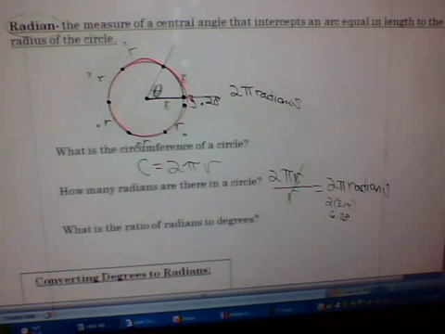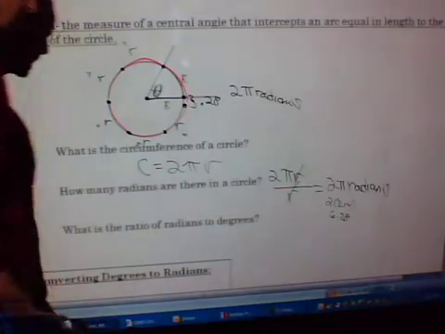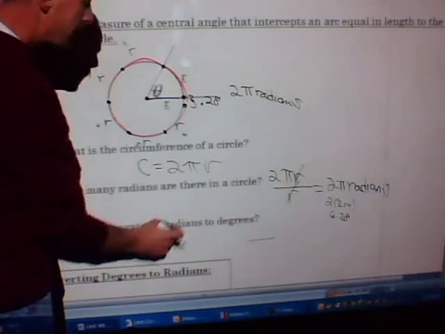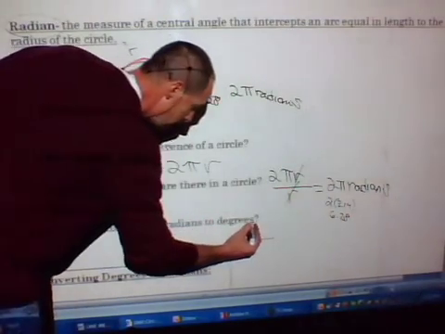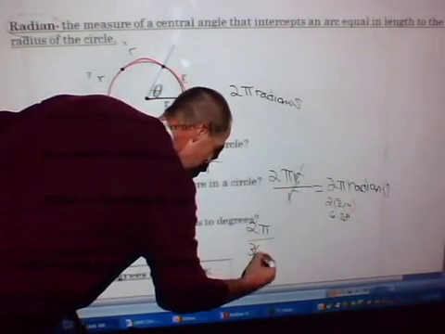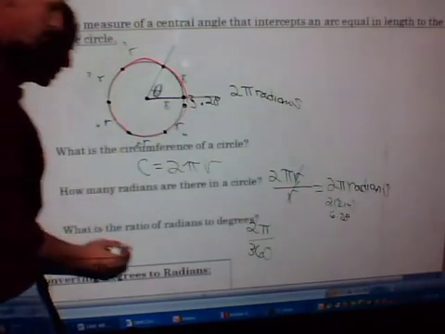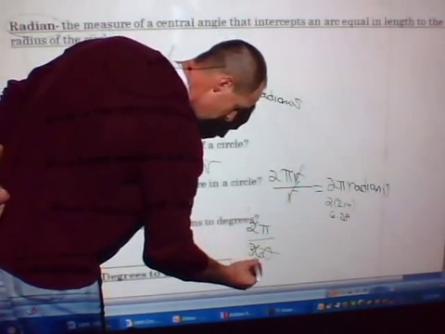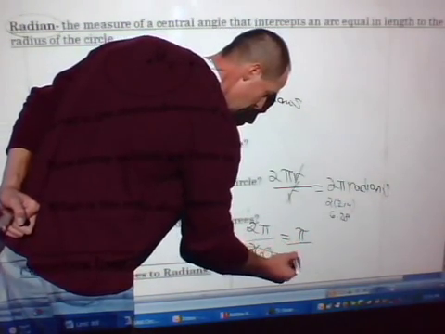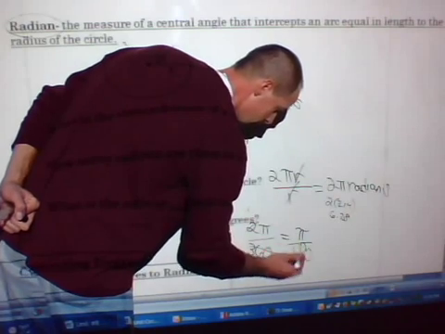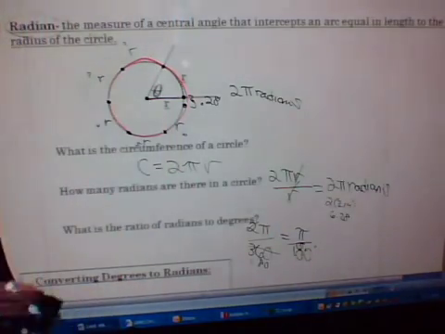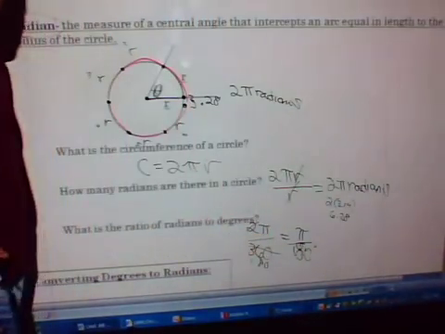Now, let's figure out what the ratio from radians to degrees is. Well, ratio is just going to be a fraction here. So the radians, we know there's 2 pi of them in a circle, and we know there's 360 degrees in a circle. So if we reduce that, 2 goes into 360, 180 times. So your ratio is pi over 180. Okay. Which means for every pi radians, there are 180 degrees in a circle.